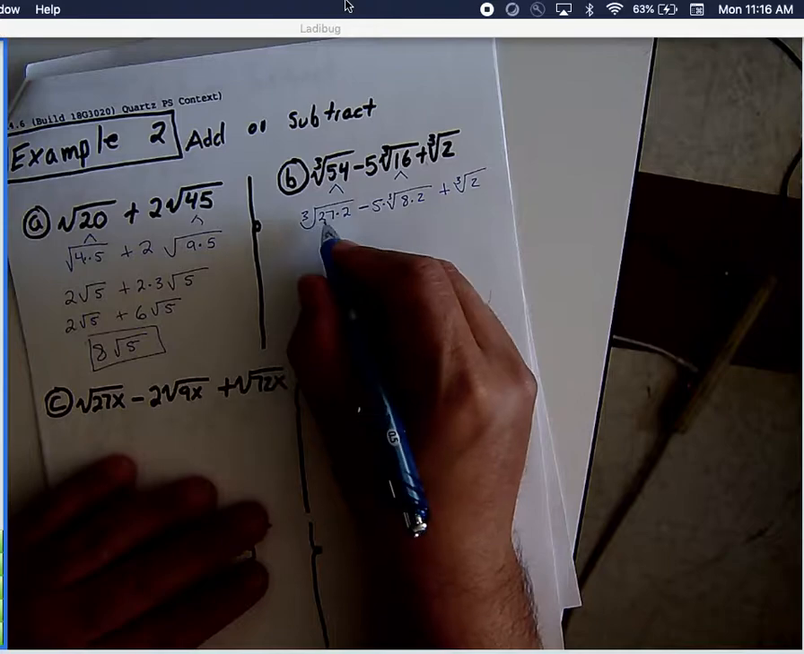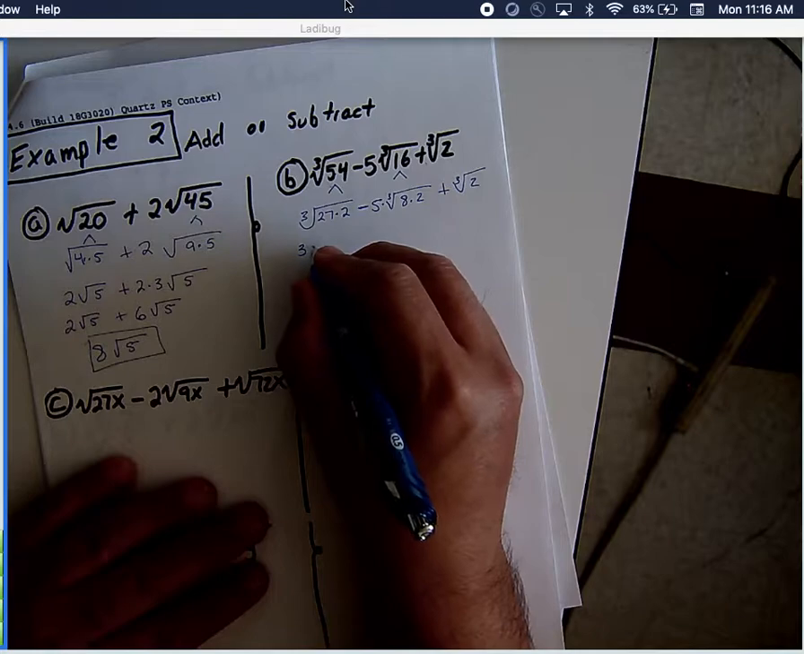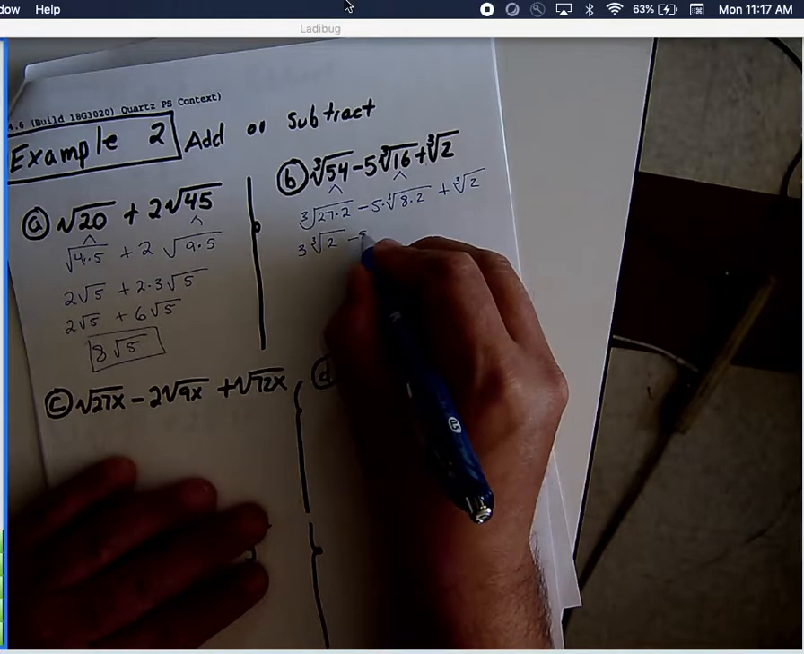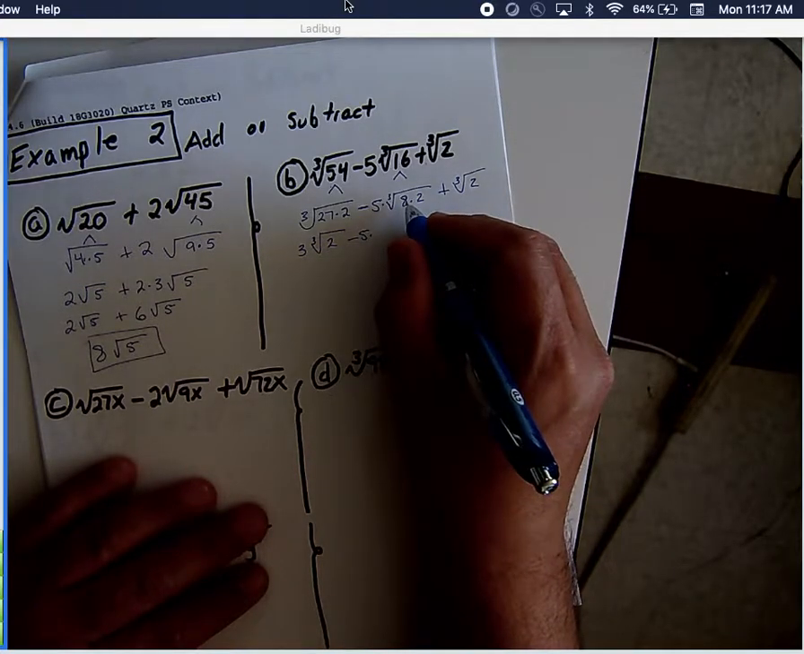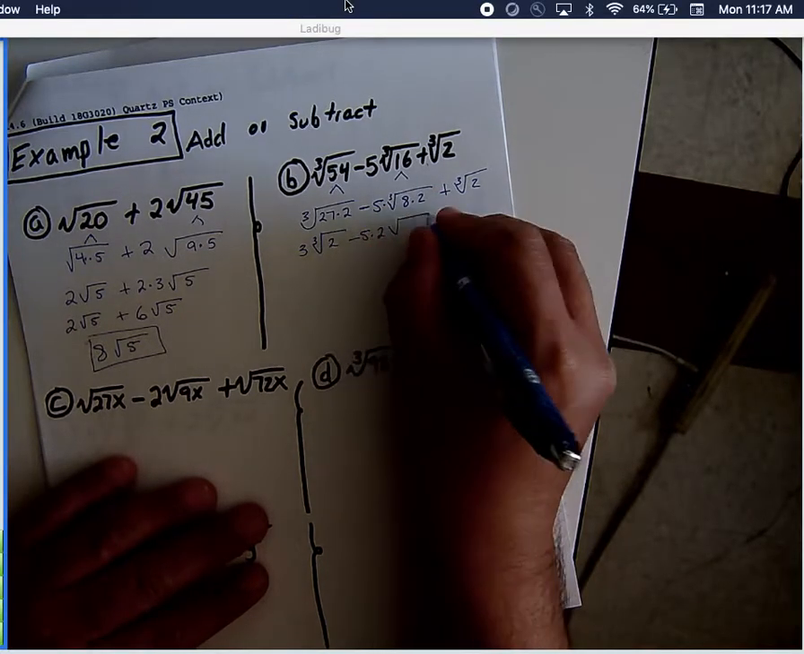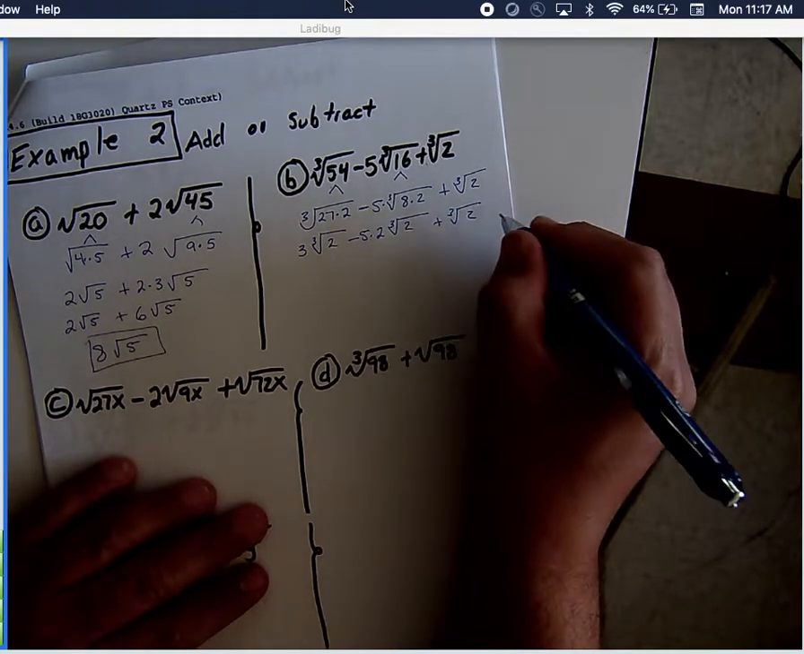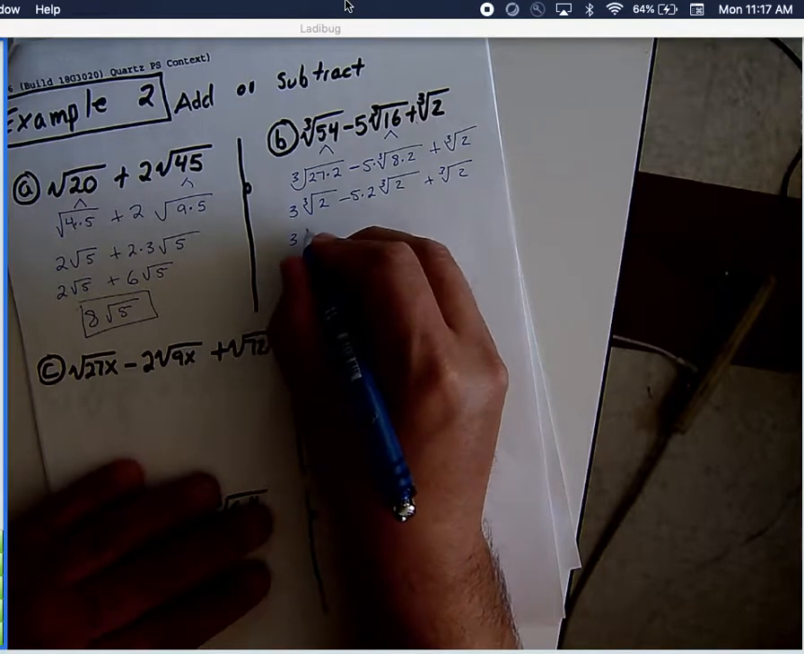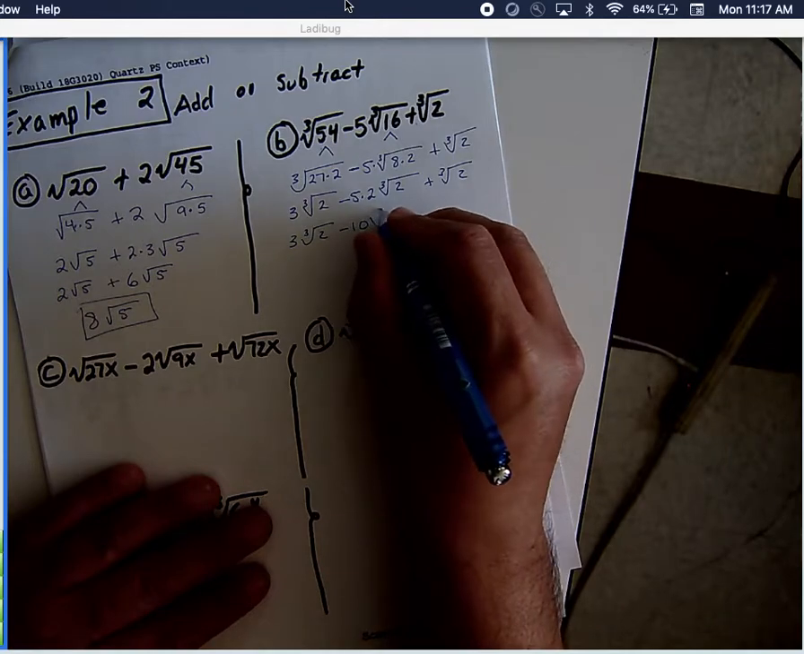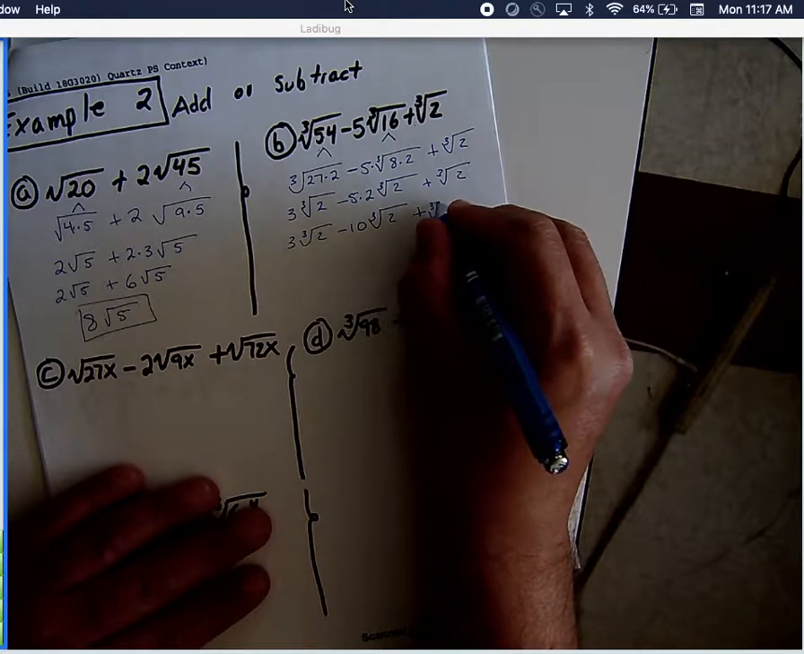So I know the cube root of 27 is 3, and the 2 doesn't have a cube root, so it stays inside. Minus 5 times the cube root of 8, which is 2, because 2 times 2 times 2 gives you 8, so 2 outside, and then that 2 stays inside. And then that one is just that, so it stays the same for now. 5 times 2 is 10.